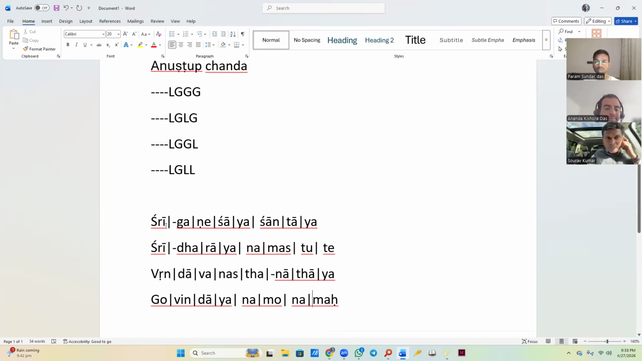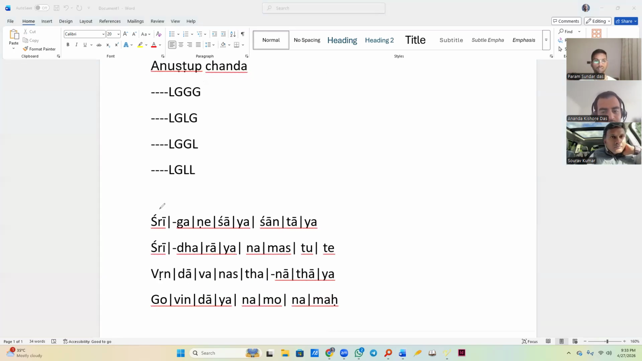The first 4 syllables we are not really considering because according to the rule they can be anything. And also the last letters, there is a rule that they can be anything, short or long. So it's mainly syllables number 5, 6, and 7 which are non-changing for Anushtup Chanda.